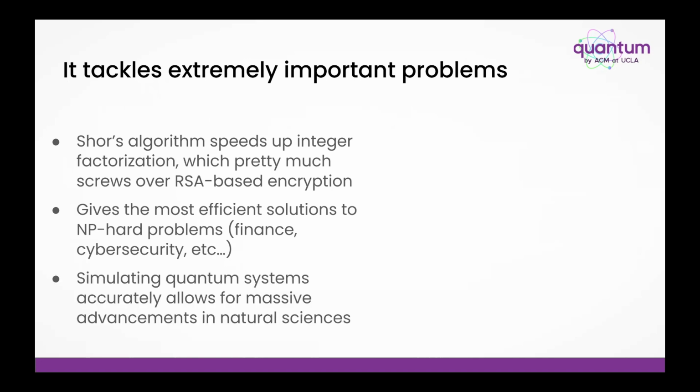And lastly, simulating quantum systems, one of the main applications for quantum computing, is very important and could allow for massive advancements in basically every natural science possible: physics, chemistry, biology, material science. They all want to be able to simulate quantum systems efficiently. And if we're able to do that, you guys have all heard of AI and how it's been able to predict a bunch of protein structures. Yeah, that's nothing compared to what quantum computing can do.